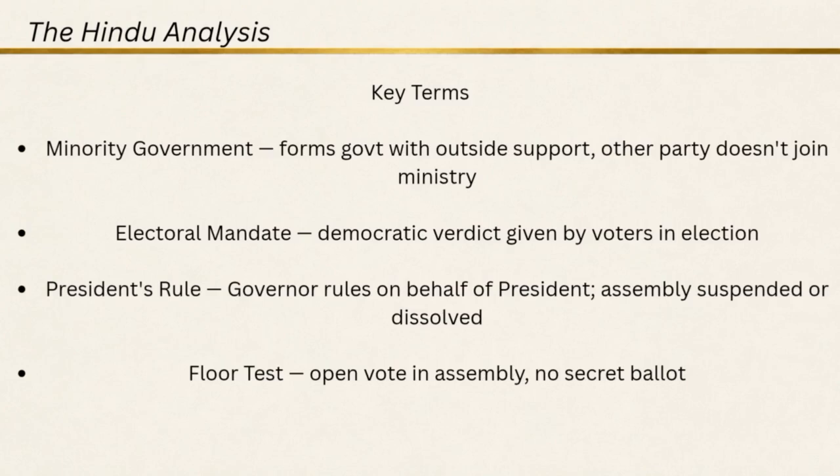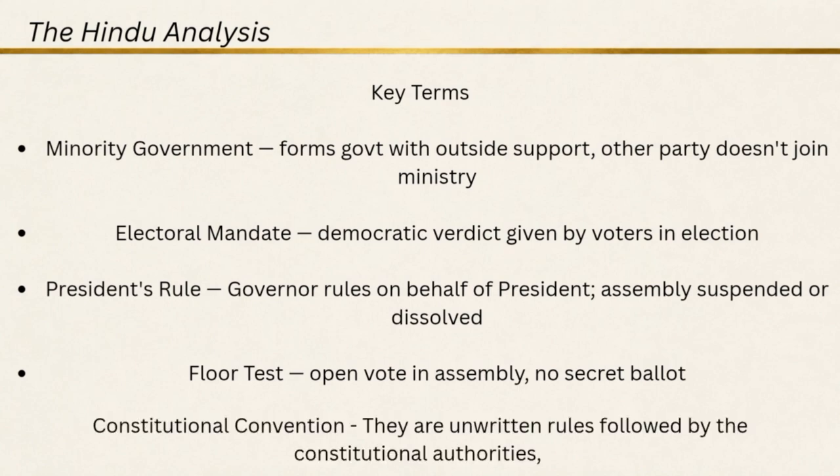Before we end, let us quickly go through some important key terms. Minority government is when a party that does not have a majority forms the government with the outside support of another party. That other party supports from outside but does not join the ministry. Next is electoral mandate. It is simply the democratic verdict given by the voters during the election. President's rule is when the governor administers the state on behalf of the president and the assembly is either kept suspended or completely dissolved. And finally, floor test. This is an open vote conducted inside the assembly to prove majority. There is no secret ballot in the floor test. Everything happens openly and transparently.